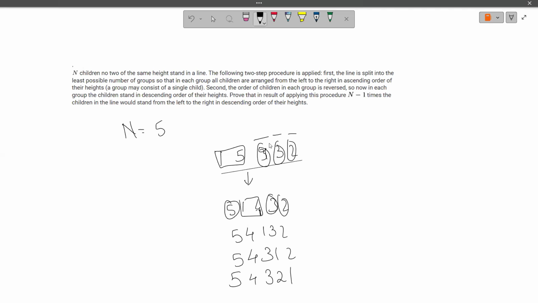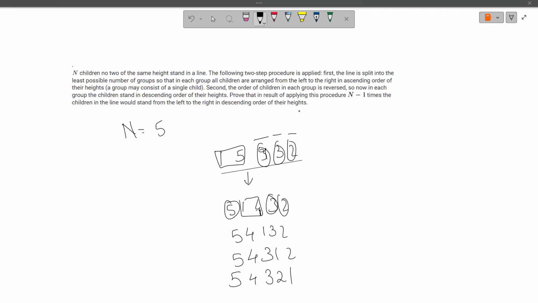Why does that always happen in a small number of moves? If five is not at the complete left, five will always be in a group of two, because any number to the left of five will be less than it, so it will be in ascending order. So five will always be flipped, and in every move five will come to the left.